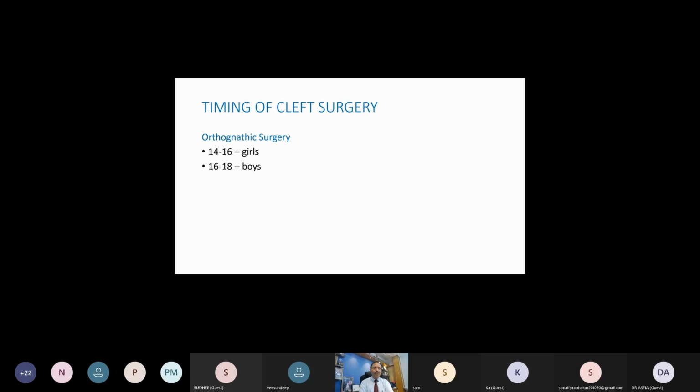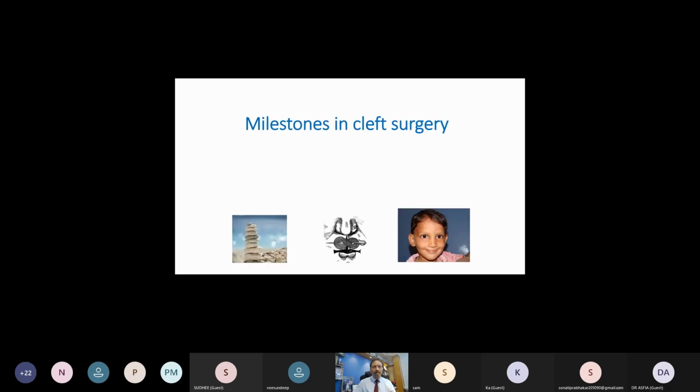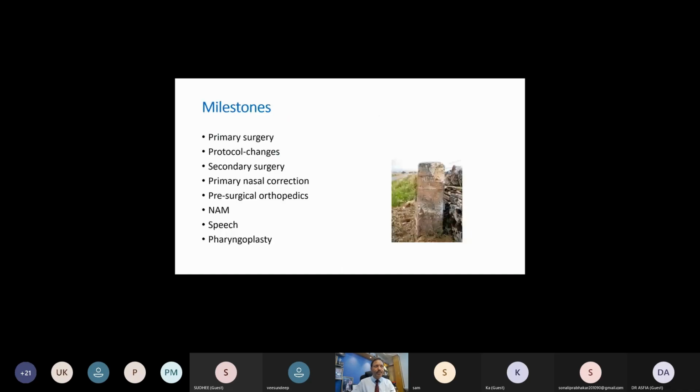Orthognathic surgeries are done usually between the age of 14 and 16 years in girls and 16 and 18 years in boys. Now, milestones. I will rush through this because it's all given in a book, and only some of those are important. There have been milestones in primary surgeries, protocol changes, secondary surgeries, primary nasal corrections, pre-surgical orthopedics, NAM, speech, and pharyngoplasties.